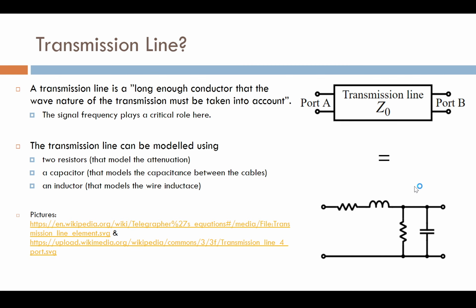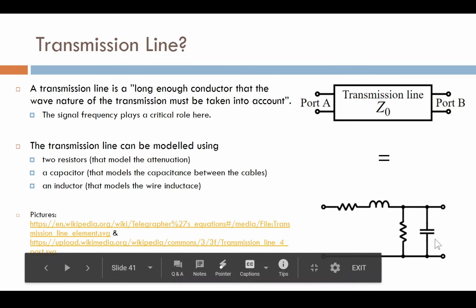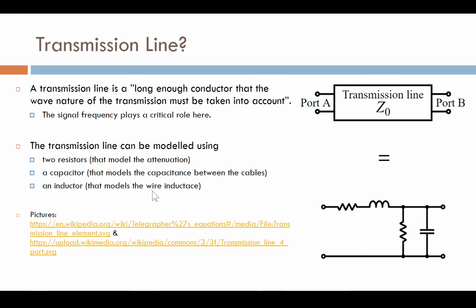And again, remember this is a model. Same as in exercise number 3, the loudspeaker model is just an 8 ohm resistor. Okay, so 2 resistors to model the attenuation, and then a capacitor for line capacitance between the cables, and an inductor that models the wire inductance. Long wire, even a straight line, has inductance.